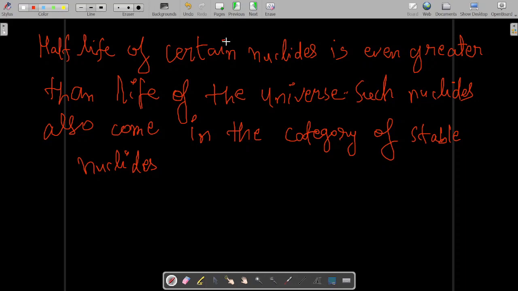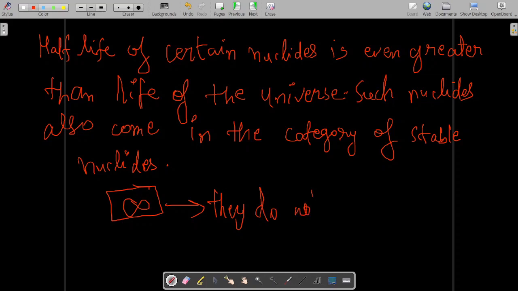Some of the nuclides have half-life even of infinity. Some of the stable nuclides have half-life of infinity. What does it mean by infinity half-life? Infinity half-life means they do not decay. Certain nuclides do not decay, and some nuclides do decay, but their half-life is even greater than the life of the universe. So such nuclides also come in the category of stable nuclides.